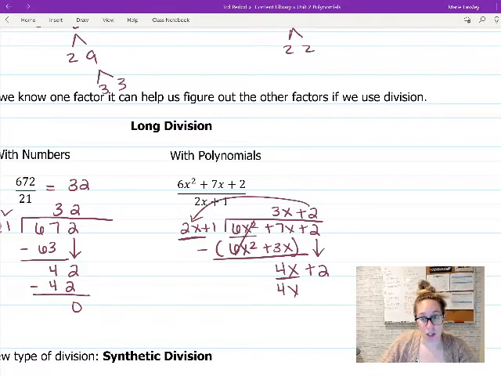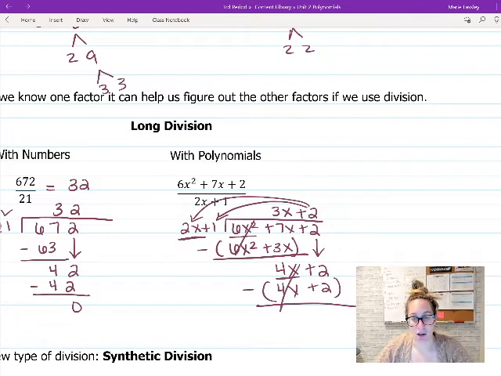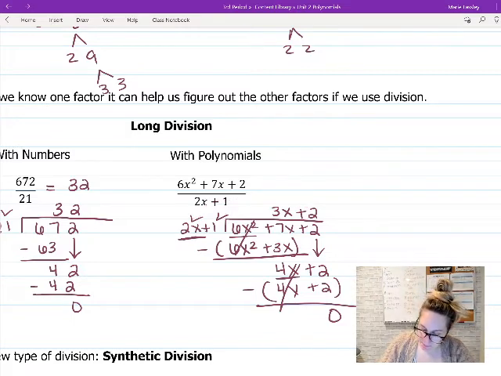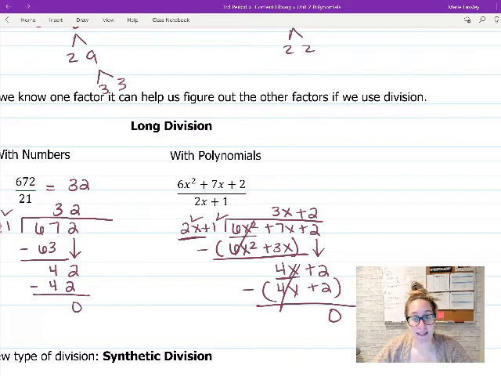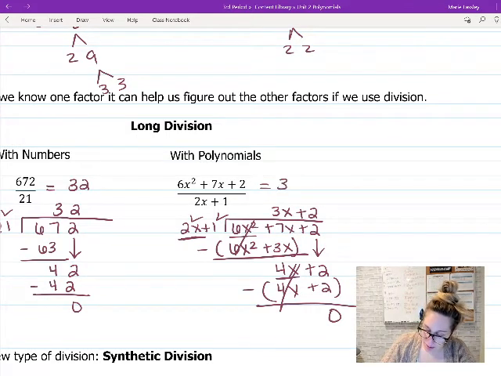I also have to do it to the 1. 2 times 1 is 2. Now I subtract. 4x minus 4x is 0, so that's going to go away. And then 2 minus 2 is also 0, so I have a remainder of 0. So to answer the question, what is 6x squared plus 7x plus 2 divided by 2x plus 1? The answer is 3x plus 2.